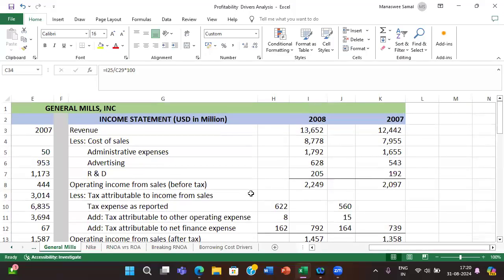This reformulation has attempted to further bifurcate operating income into two distinct parts.